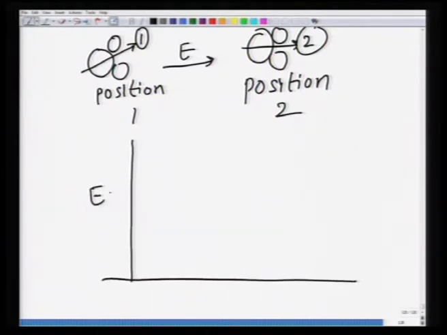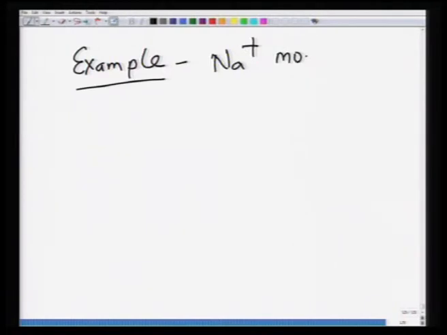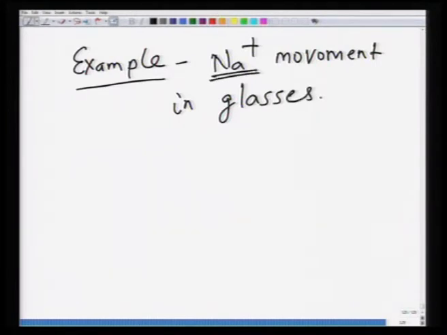So, if you draw energy, then it goes from site 1 to site 2. So, this is site 1, this is site 2. It has to hop from this position to that position. You can imagine an example, sodium plus. Sodium is an ion which is the mobile ion in glasses and fast ion conductors. So, sodium plus movement in glasses. So, this is the mobile ion.